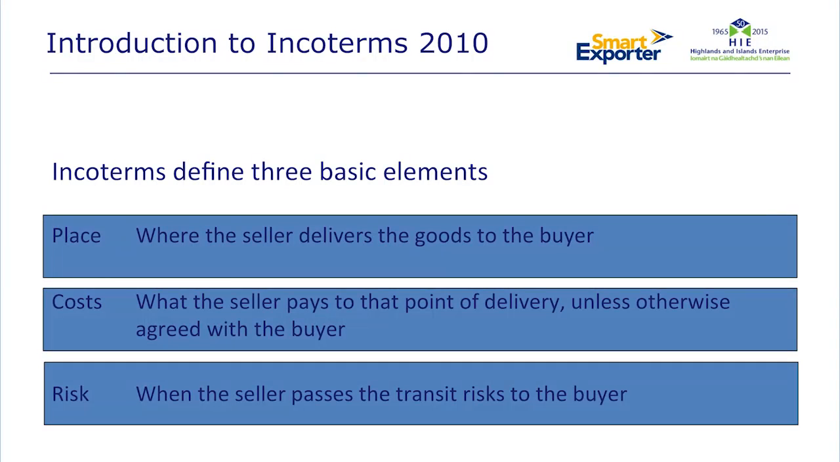For example, they don't provide for all of the duties which parties may wish to include in a contract of sale. Incoterms essentially look to define three basic elements in a commercial transaction. If we consider that we primarily use Incoterms to reduce any misunderstanding between the buyer and the seller in an international commercial transaction, they would define the following three basic elements. The place, where the seller delivers the goods to the buyer. Costs, what the seller pays to the point of delivery, unless otherwise agreed with the buyer. And risk, where the seller passes the transit risks to the buyer.